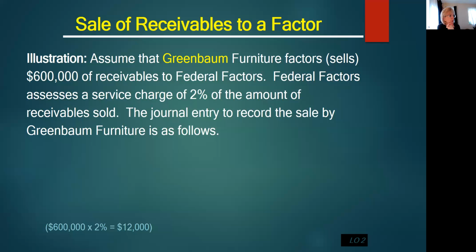Oh, you know, I said it was identical. That's not true. Instead of sales, you're going to use accounts receivable. The rest of it is the same. So Greenbaum has $600,000 as a debit balance in accounts receivable, and they're selling it to the factors. So they're going to credit accounts receivable for $600,000. What's the rest of this journal entry?